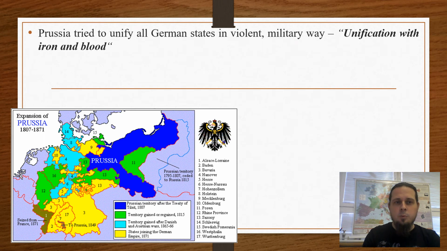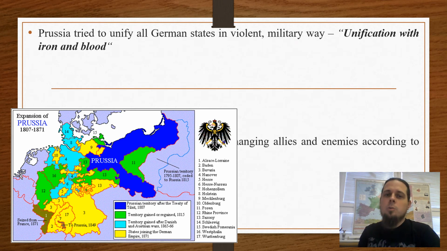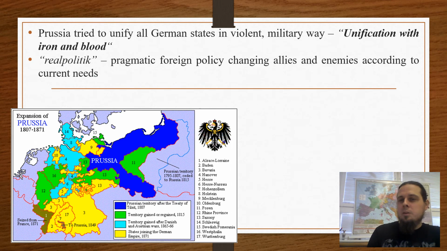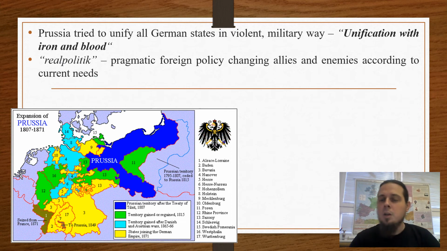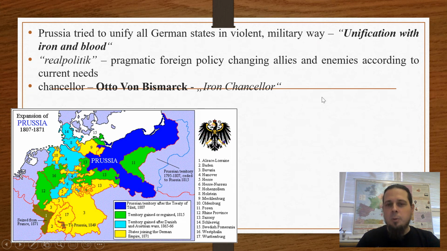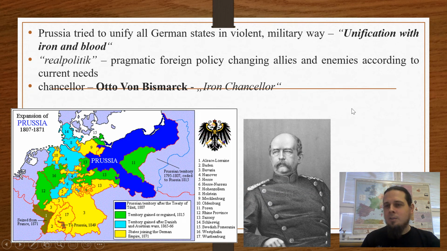On the other hand, Prussia tried to unify all German states in this violent or military way that made them very powerful. So they started the so-called unification with iron and blood. This was called Realpolitik, a kind of pragmatic foreign policy of changing their allies and enemies according to the current needs, invented by the Chancellor of Prussia, Otto von Bismarck.